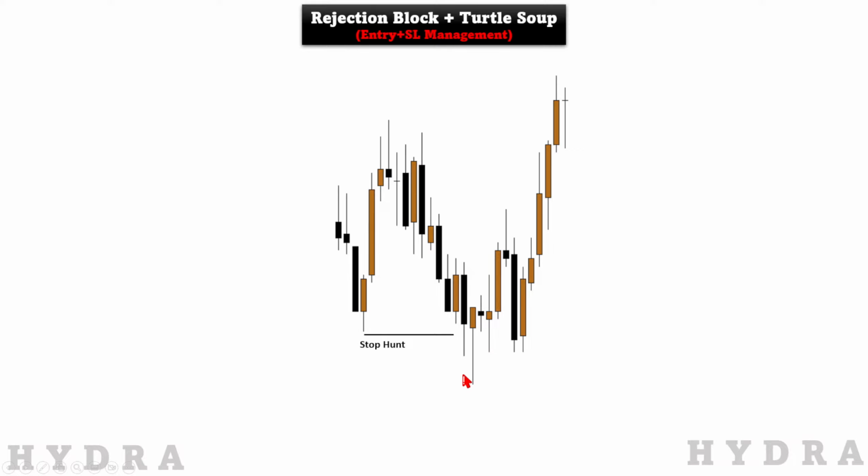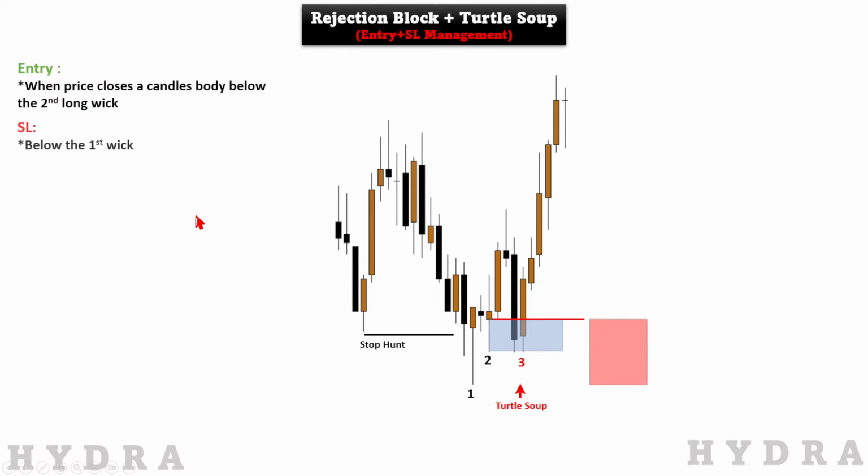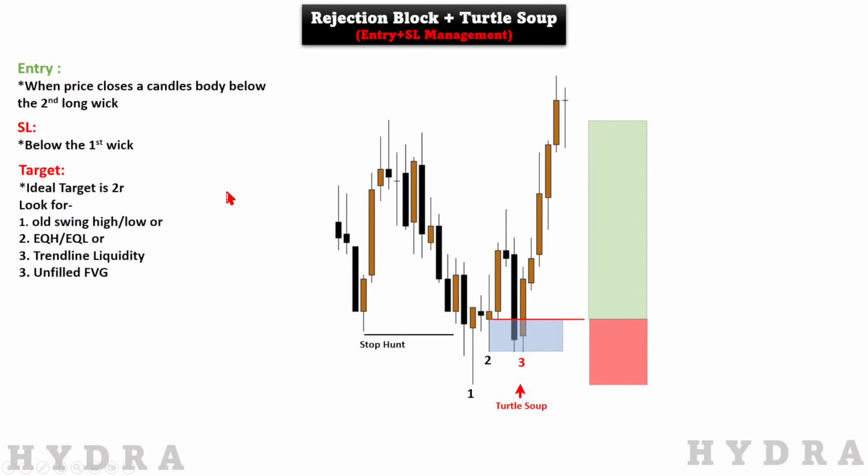Price generated it, we identify 2 long wicks, and we have our first wick. Our second wick is retesting this first wick, and the third time when price comes back down and closes the candlestick body inside the second wick, this is where we get a turtle soup entry. When price closes a candlestick body below the second long wick, this is our turtle soup entry. Our stop loss will be below the first wick, okay. If price is going below this wick, we are probably wrong. Price is doing a stop hunt. Our target will be the swing high all the way up here.